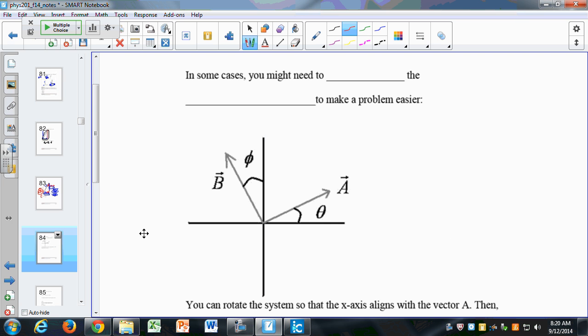Let me just cover this right quick. This really only comes up in chapter 4, but in some cases you might need to rotate the coordinate system. And then I'll hand back your exam in just a second.